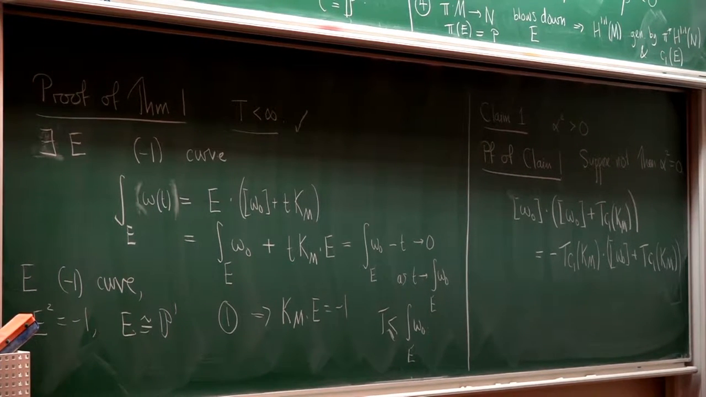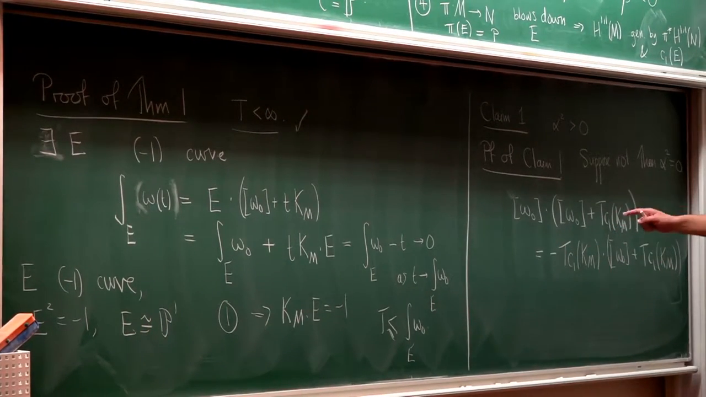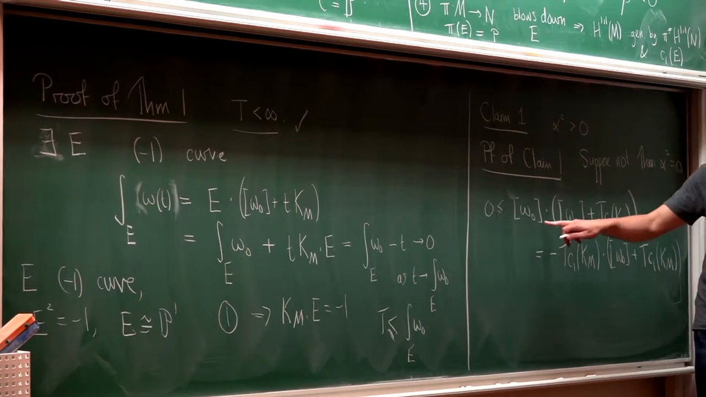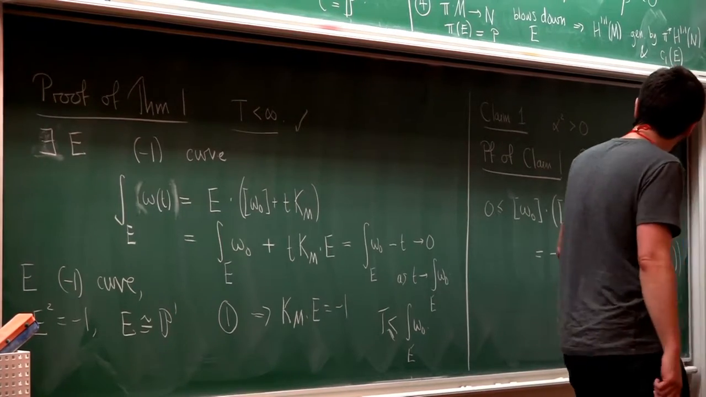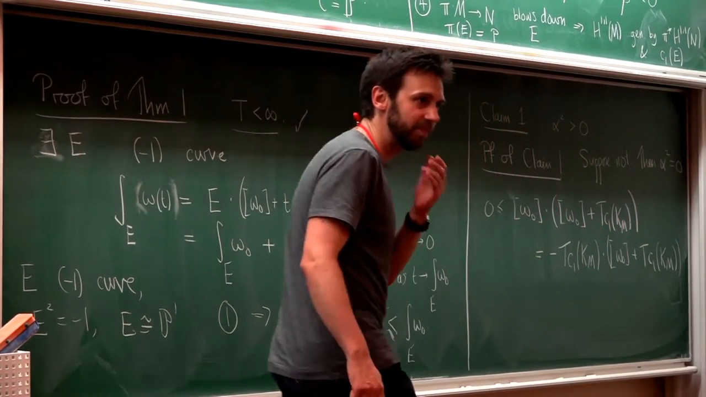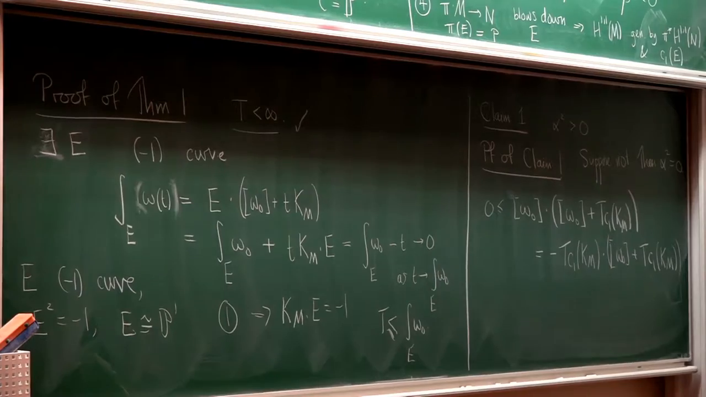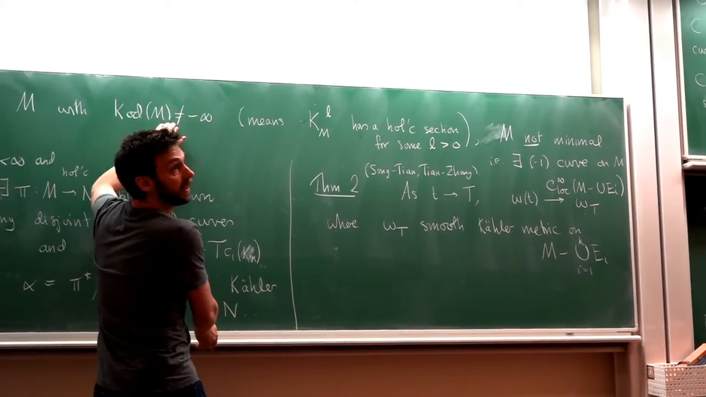So I want to get a contradiction, and I have this. First of all, you see that the left-hand side is bigger than or equal to zero, because this class is just the limit of Kahler classes, by definition. When you're intersecting with a Kahler class, this is always bigger than or equal to zero for any t less than capital T, so in the limit, it's going to be bigger than or equal to zero. On the other hand, I claim that the right-hand side is actually less than or equal to zero. Why is that? This comes from the assumption that K_M raised to some power has a holomorphic section, which is the same thing as saying the Kodaira dimension is not equal to negative infinity.